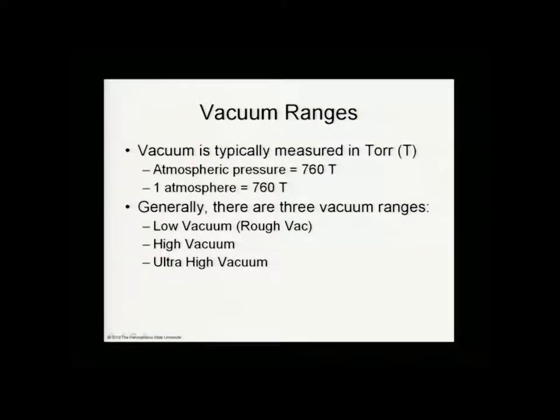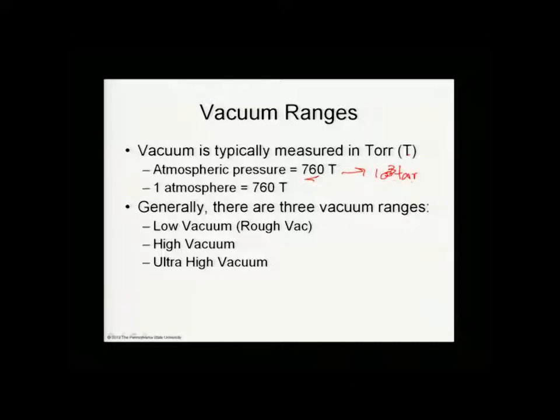Vacuum systems are typically assessed in terms of pressure, which is measured in torr. Atmospheric pressure is 760 torr. To keep it simple in my mind, I think of atmospheric pressure as being 10 to the 3 torr. I like to write out TORR as the abbreviation because I always confuse T with temperature. So atmospheric pressure is about 10 to the 3 torr. It's really 760, but I remember it as 10 to the 3.